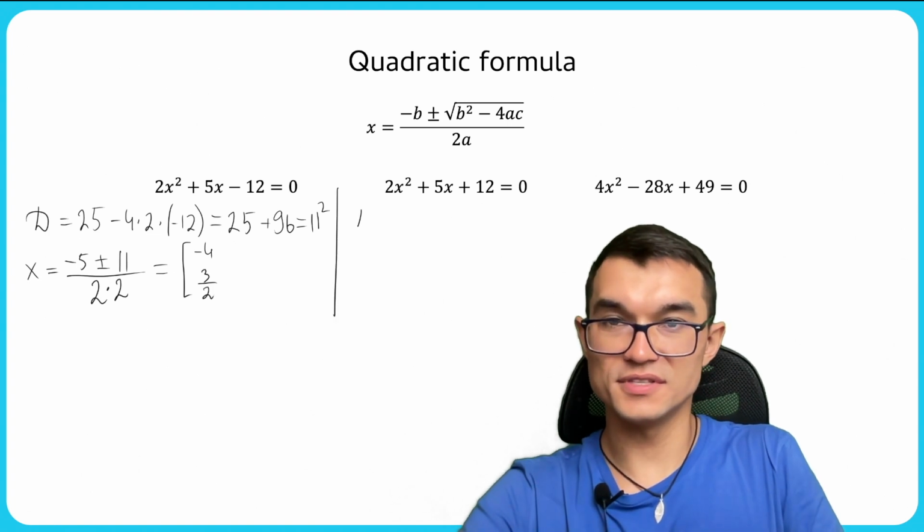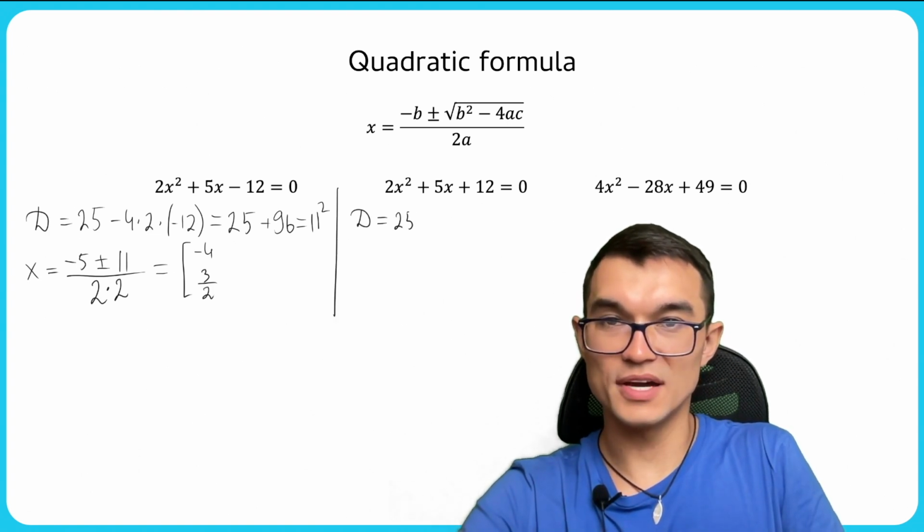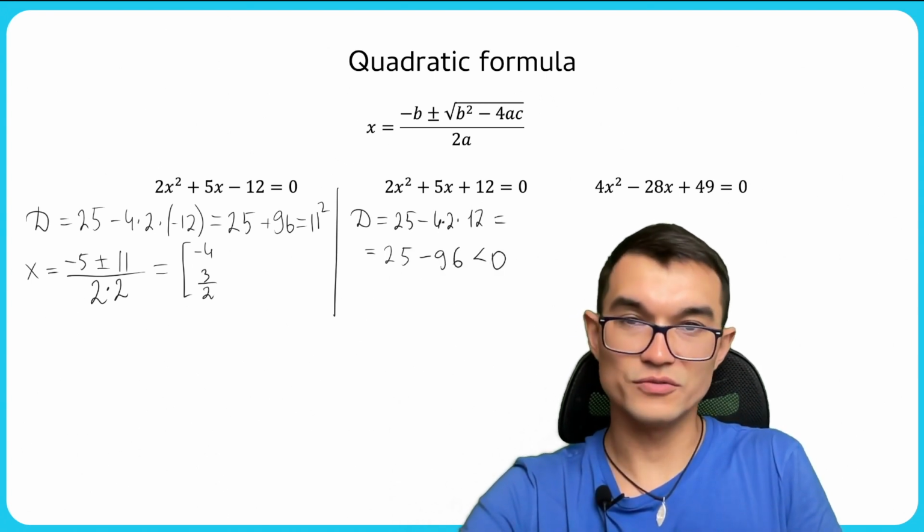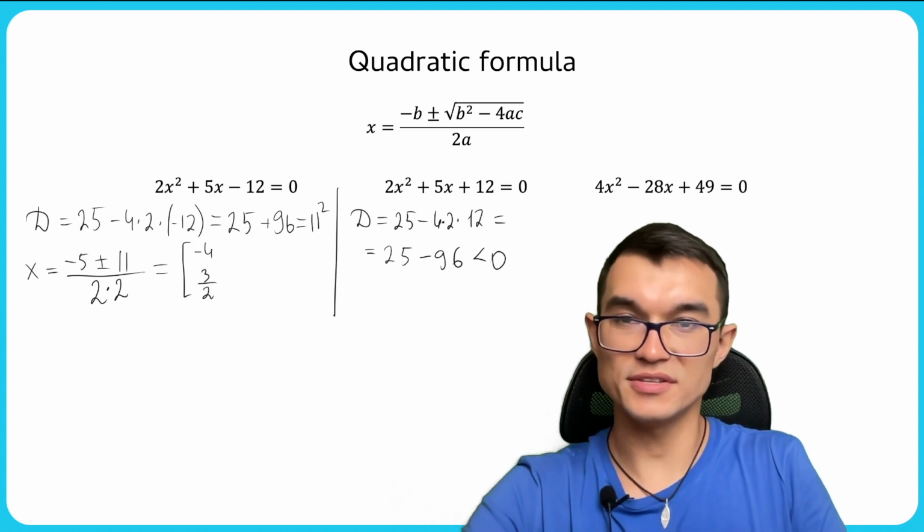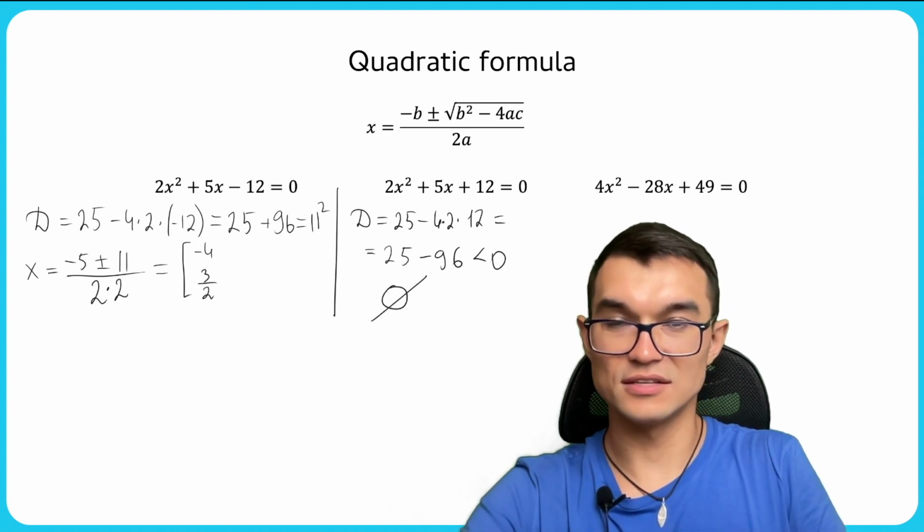If the discriminant is negative, as in that case, 25 minus 4 times 2 times 12, which is 25 minus 96 and is obviously negative, we have got no roots. The shortest way to express that is to just write down an empty set of solutions.